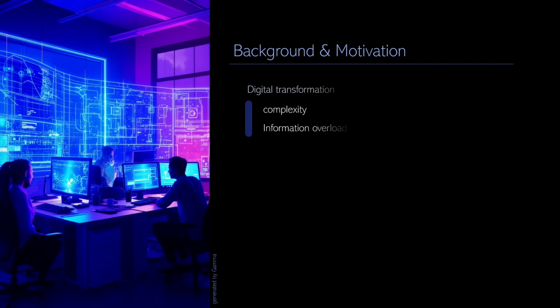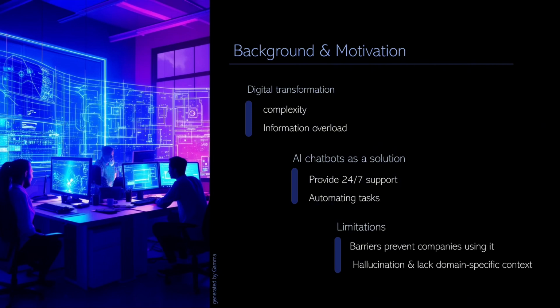In today's fast-paced digital workplaces, employees are overwhelmed by information, tools, and endless searching. So, as we all know, there is a growing need for tools that simplify daily tasks, and AI chatbots can be that tool, which can interact in natural human language and can provide 24/7 support. But despite their benefits, there are still barriers that prevent companies from adopting chatbots. One limitation is hallucination, which occurs because most existing AI chatbots rely on LLMs trained on general data and often lack the specific domain context needed in the workplace.